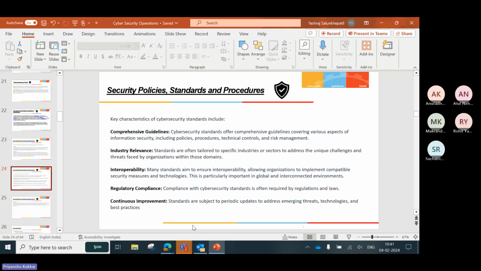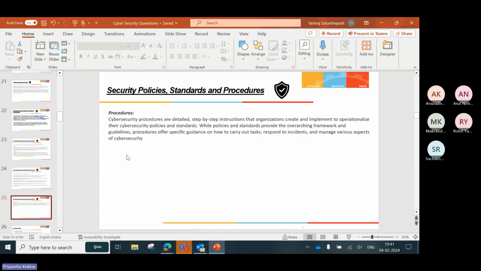जैसे जैसे टेक्नोलॉजी स्टैंडर्ड्स वगैरह आएंगे, वैसे वैसे you need to update your policies and standards. Okay. Procedures. Cybersecurity procedures are detailed step-by-step instructions that organizations create and implement to operationalize their cybersecurity policies and standards. Okay. So ये set up a policy, ठीक है, कि तुम्हें ये चाहिए, वैसा चाहिए.